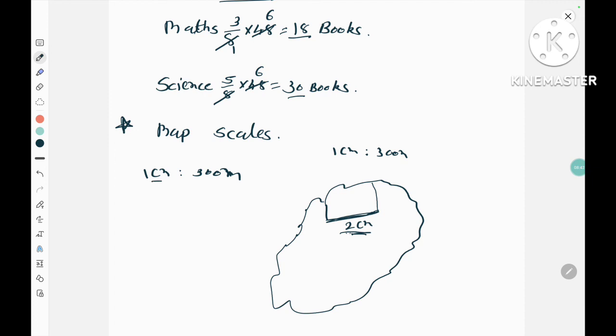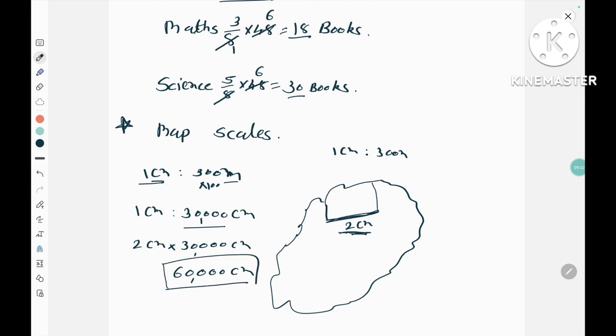So first what I am going to do, the ratio has different units, so I have to change into the same units. 1 meter equals how many centimeters? 100, right? So I will multiply this by 100, so that gives me centimeters. So 1 centimeter equals 300 times 100, which gives me 30,000 centimeters. Okay, so that is reality. Now 2 centimeters equals what? So 2 centimeters times 30,000 centimeters gives us 60,000 centimeters, the length of the flower bed in reality.